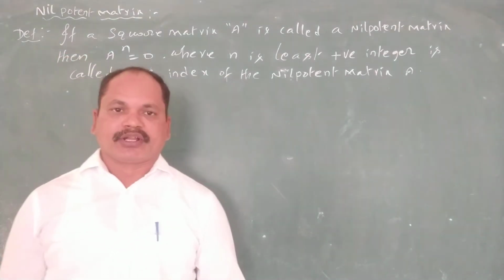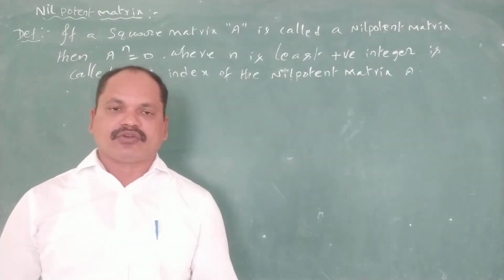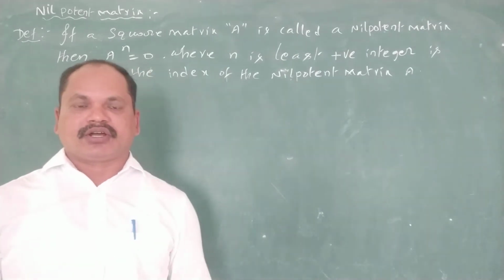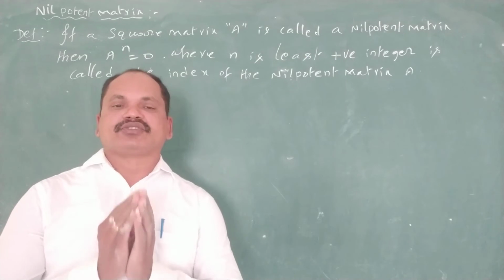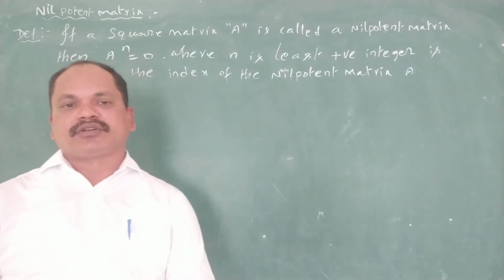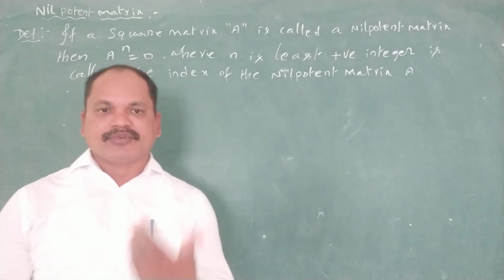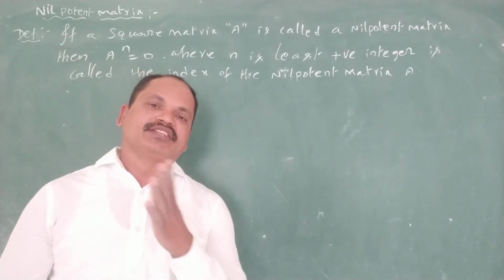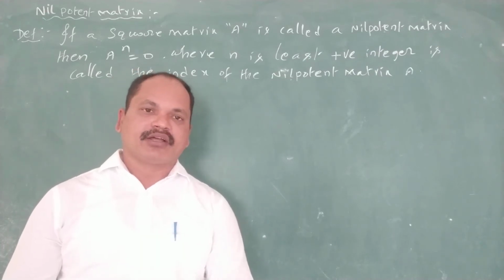Actually, nilpotent matrix means what? A power n is equal to 0, where n is positive. That means A square is 0 or A cube is 0 or A power 4 is 0, A power 5 is 0, or A power 7 is 0, whatever it may be. That means the least positive integer. Suppose A cube is equal to 0, then A power 6 is also 0. That's why the least among them is 3. A cube is 0 and A power 4 is 0, A power 5 is 0, but the least among them is 3. That's why the least positive integer n is called the index of the nilpotent matrix.